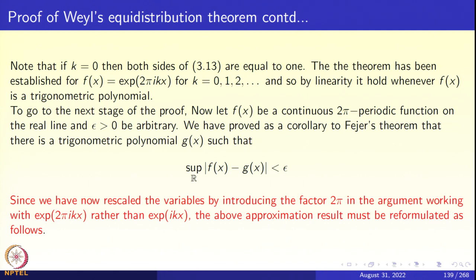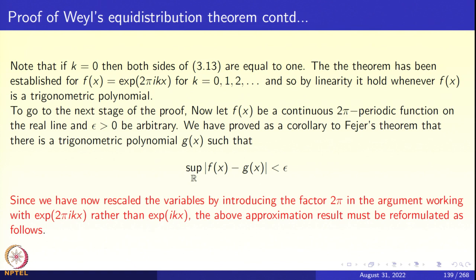So the theorem has been established for this special case, and so by linearity, it will be true when I replace f of x by a linear combination of these exponentials, exp of 2 pi i k x. When I take linear combinations of these things, what do I get? I get trigonometric polynomials. So the result has been proved for trigonometric polynomials, trigonometric polynomials of period 1. So far, we have been working with trigonometric polynomials of period 2 pi.